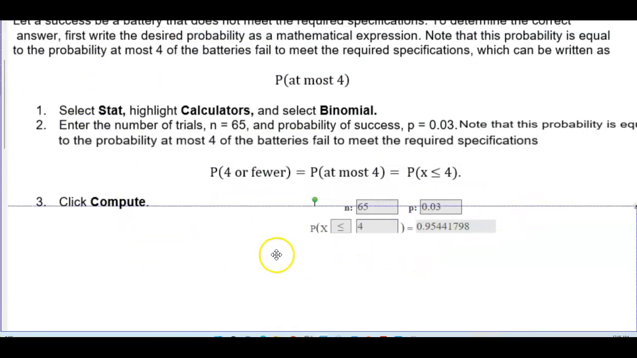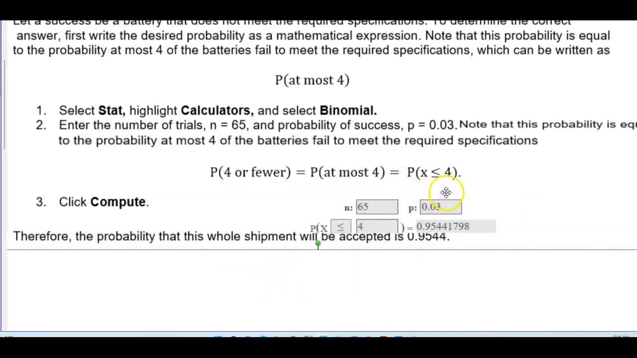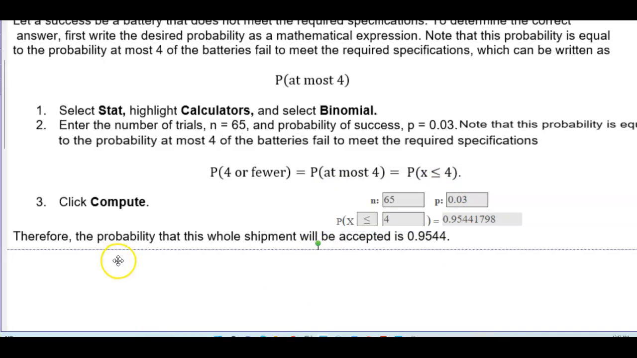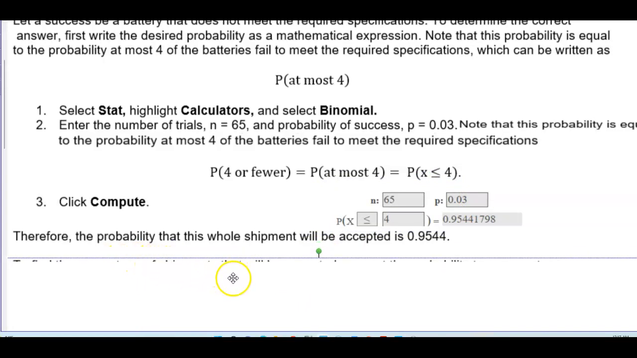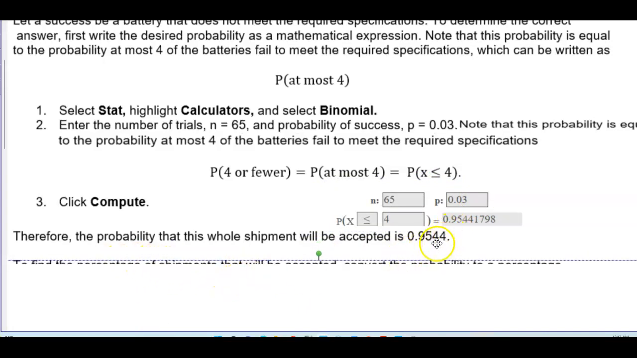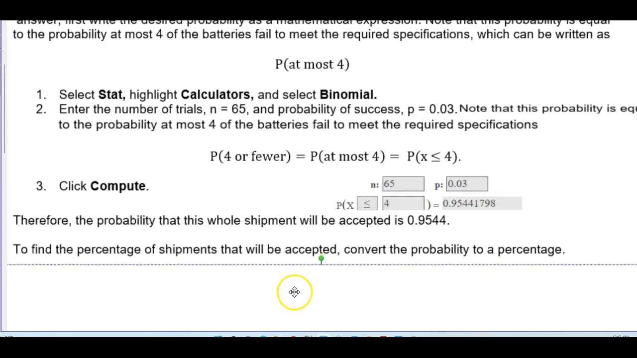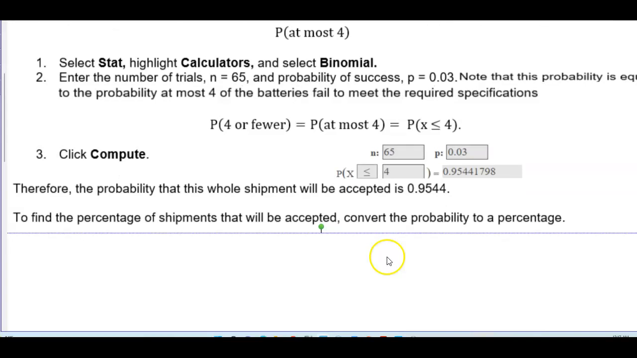And now we're going to say the following. We're rounding this to 4 decimal places. We would say, therefore, the probability that this whole shipment will be accepted is 0.9544, and that's rounded to 4 decimal places. But now we want to find the percentage of shipments that will be accepted and then convert the probability to a percentage.